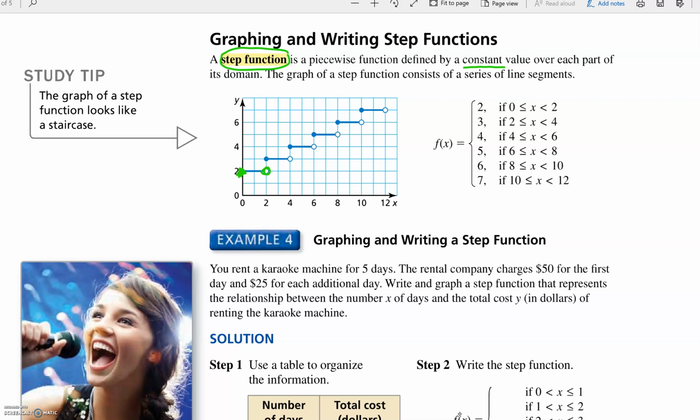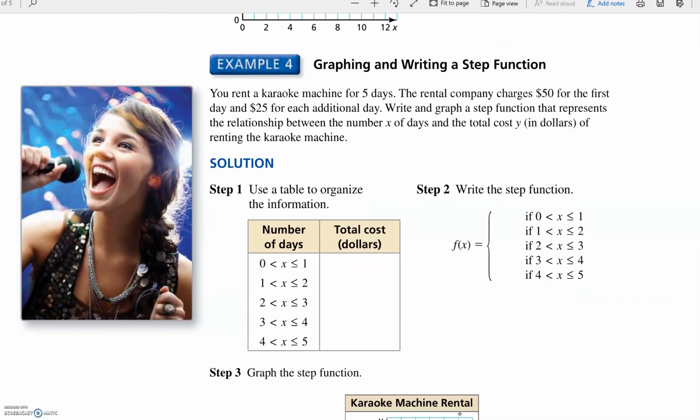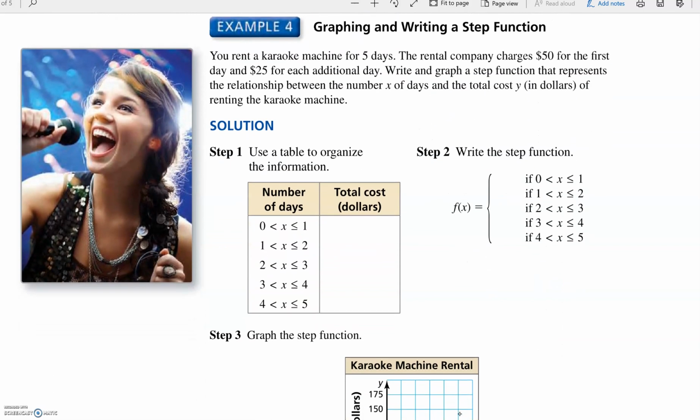Now we're going to talk about how to graph one and how to write one. So we're going to go down to example 4. You rent a karaoke machine for 5 days. The rental company charges $50 for the first day, $25 for each additional day. Write and graph a step function that represents the relationship between the number of days, x, and the total cost, y, in dollars of renting that karaoke machine.